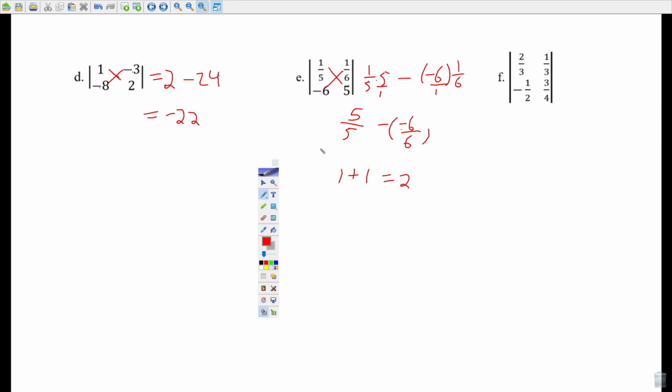And the last one, all fractions. Multiply these together, we have 2/3 times 3/4 minus negative 1/2 times 1/3. So if you notice that there you have two negatives here, you can immediately just change it to a plus. But I'll do that in the next step.